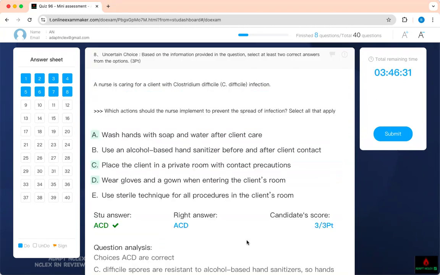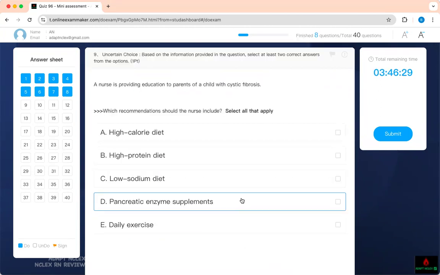Not all procedures. Only a few procedures require you to use sterile technique. If sterile technique is required, which recommendation should the nurse include?